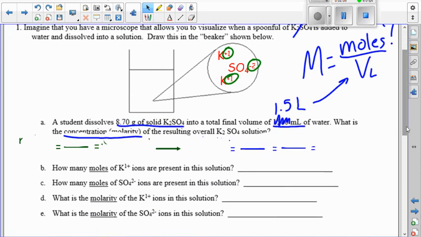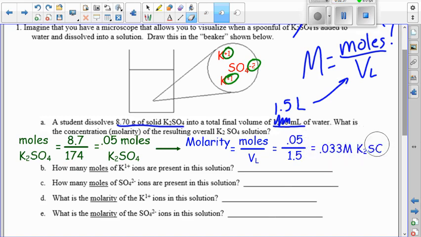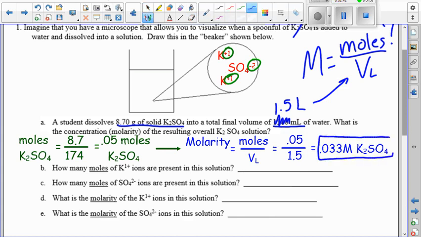Well, this is a solid substance, it's a pure substance, so our moles of potassium sulfate will be equal to our mass, which is 8.7, over our formula weight, which you can add up 2 potassiums, 1 sulfur, and 4 oxygens. That should come out to be 174, totaling 0.05 moles of potassium sulfate. If we then recall that molarity equals moles over our volume, our volume is 1.5 liters, and our moles are 0.05, and therefore our molarity will be 0.033 molar potassium sulfate, K2SO4. And of course, I'm the model student, so I'm going to go ahead and box that up.